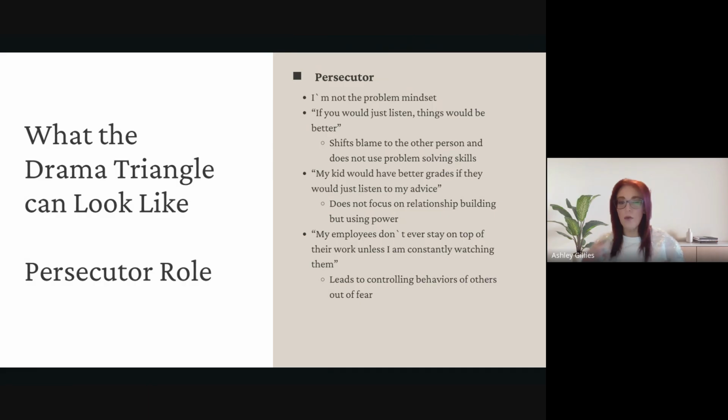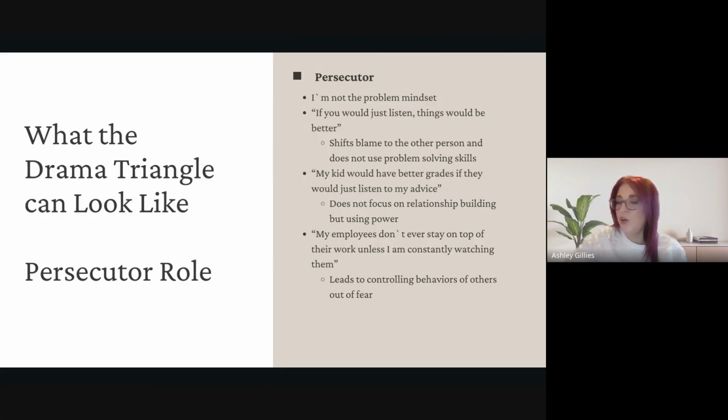Okay, persecutor. What can this look like in real life? Remember, this is the I'm not the problem mindset. Okay, so some of the examples. If you would just listen, things would be better. So they're shifting blame to the other person, not using problem solving skills, very similar to the victim mentality. Okay, my kid would have better grades if they would just listen to my advice. So you're not focusing on building a relationship, but you're using power as a parent to say that.